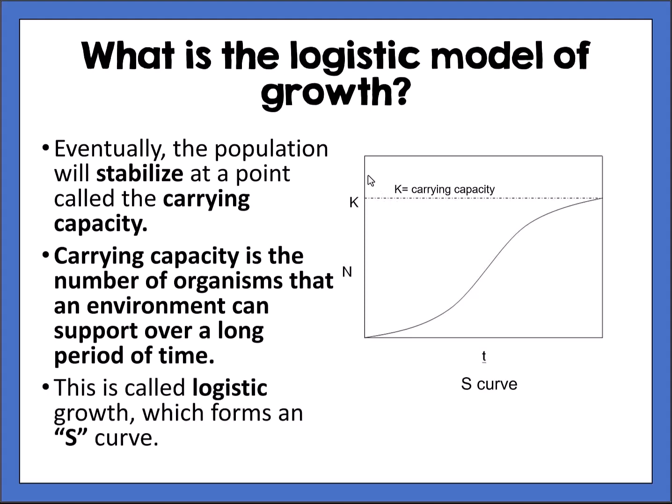And this type of graph or type of growth is called logistic growth, which forms an S curve. So we start with exponential growth here, and then the growth slows down until we reach that carrying capacity. This would be T for time. This is numbers of individuals.